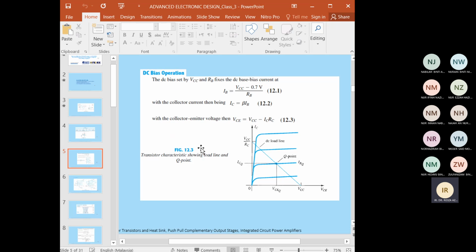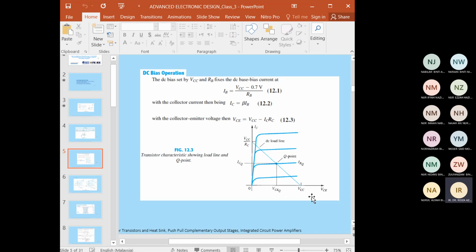Okay, so the DC load line can be drawn using the VCC and RC. As you can see, we have the value of VCC over RC on the IC axis. So this is IC versus VCE. The intersection is known as the Q point, the quiescence point.